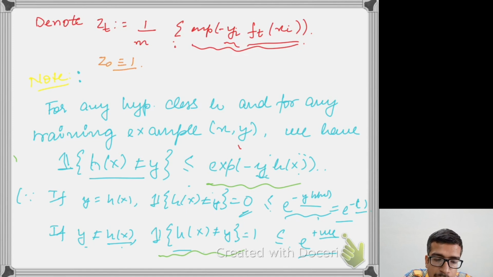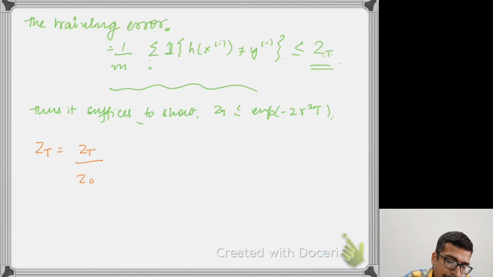Why? Because in case of z naught, if I use the definition of f naught, which is identically 0, then each of these terms is 1, and 1 summed over m times is m divided by m, I'll get 1. So z naught is identically 1. So I can write zt also as zt by z naught. And this is for convenience, because now I'm going to open it up as a telescopic product. So it's zt by zt minus 1 all the way up to z1 by z0.